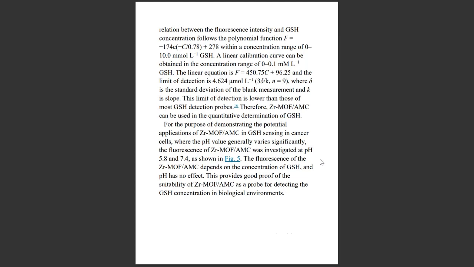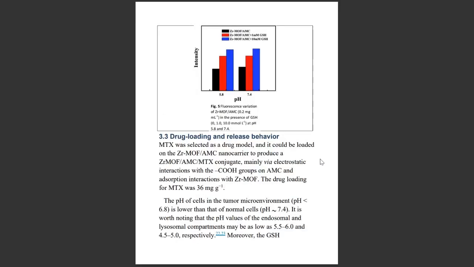For the purpose of demonstrating the potential application of ZrMOF or AMC GSH in the cancer cell, where pH value generally varies significantly, the response of ZrMOF was investigated at pH 5.8 and 7.4. As shown, the fluorescence of the ZrMOF depends upon the concentration of GSH, and pH has no effect. This provides good proof of the suitability of ZrMOF as a probe for detecting the GSH concentration in the biological environment.